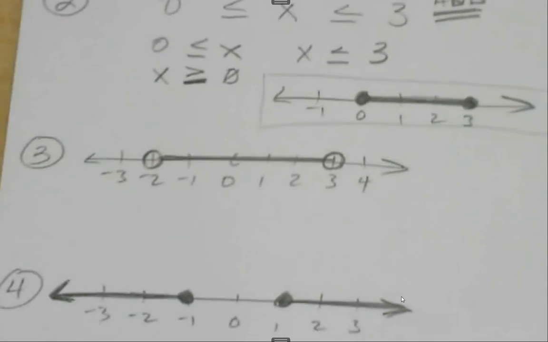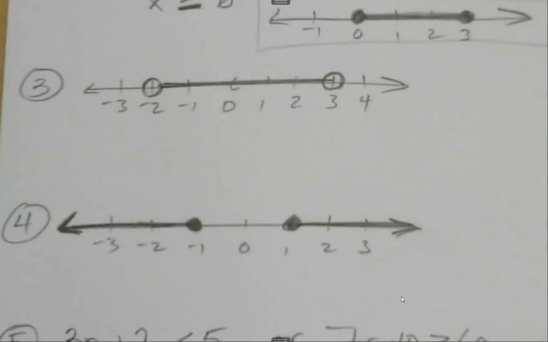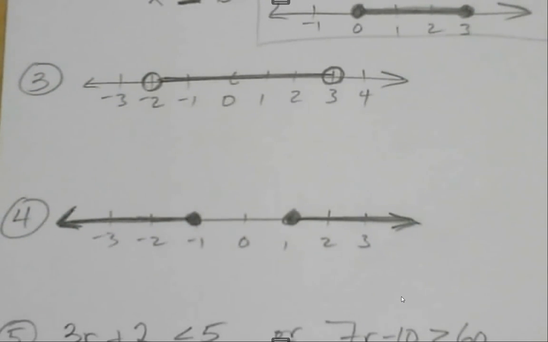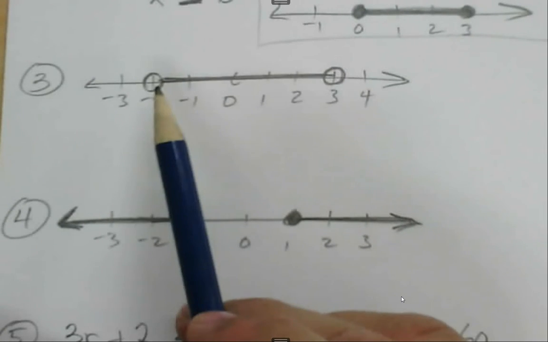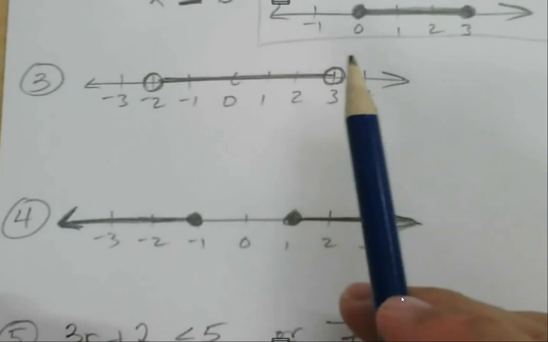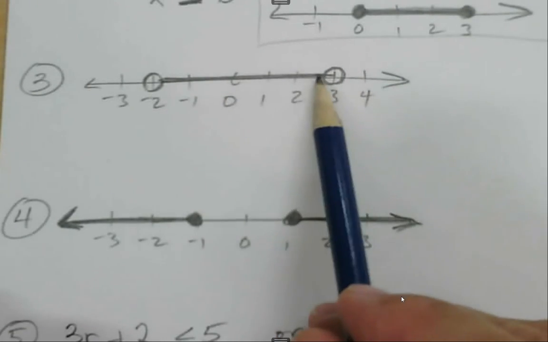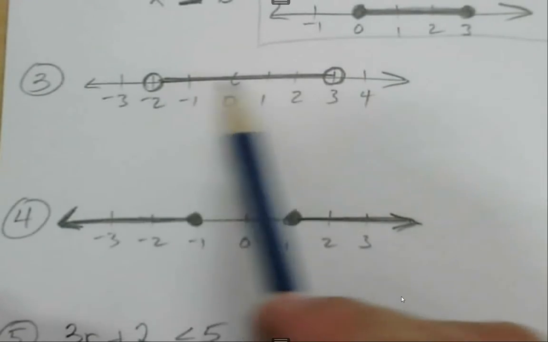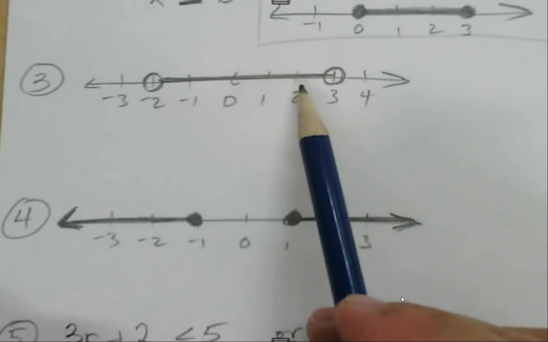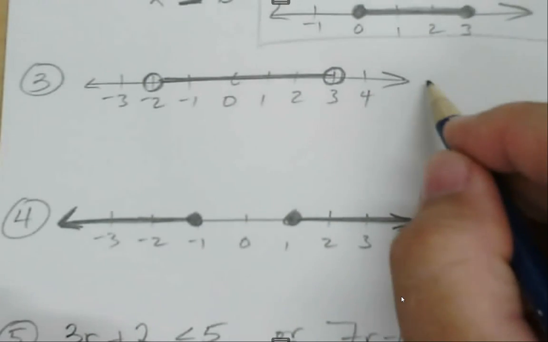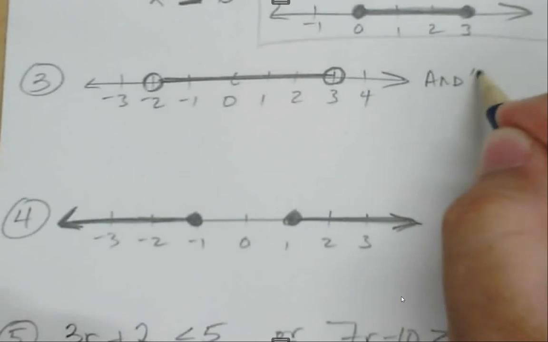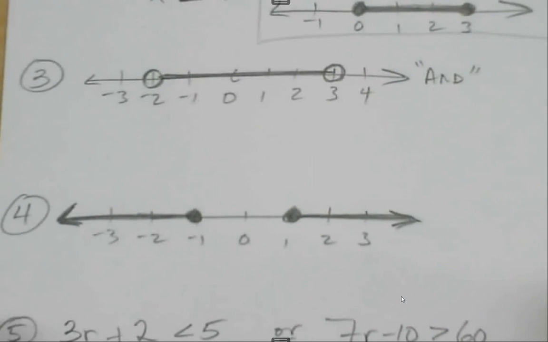All right, so now on number 3 and number 4, you're actually going to be given a graph and you're going to be asked to describe the inequality. Well, first things first, and we just finished this, so it should be fresh in your mind. What kind of inequality is only limited between two different quantities like this? Well, we know from the previous example that that is an and inequality, right?